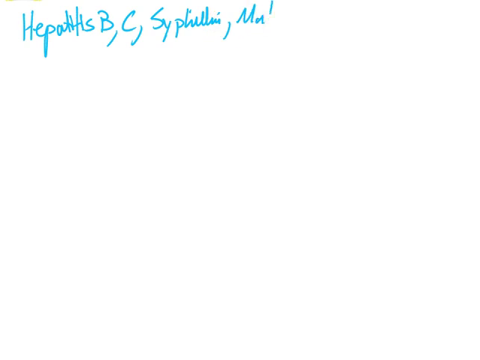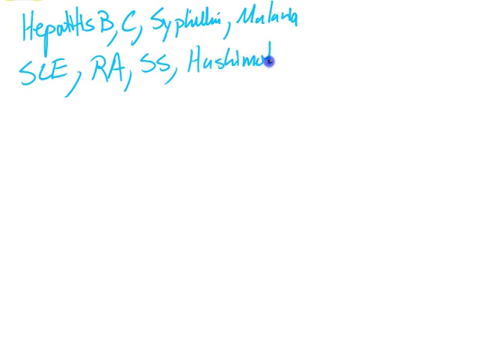So, like hepatitis B, C, syphilis, malaria. These are all infectious diseases. Autoimmune diseases like SLE, lupus, RA, Sjogren's disease, Hashimoto's thyroiditis. Drugs, penicillamine. Because remember, this is immune-mediated. Captopril, even an ACE inhibitor there.